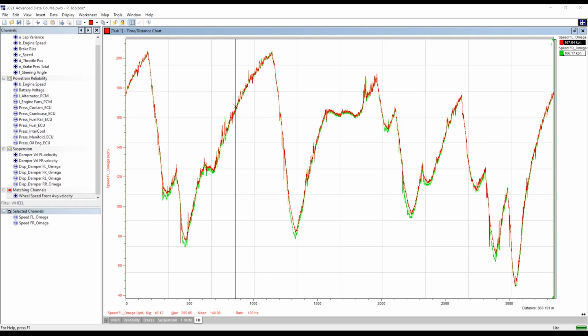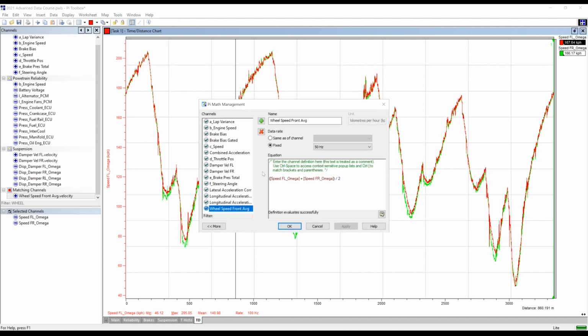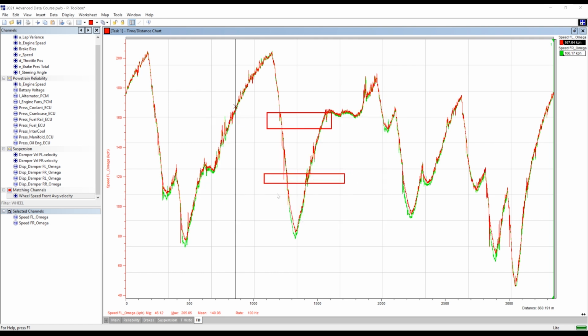Another common case would be combining two channels to find the average value of both, which may be more useful in some situations. Let's say we want to find the average of both front wheel speeds. So two channels are the inputs and the math channel simply computes the average. Both of the original channels are still available to use inside the project, but we can now plot the average value as well.